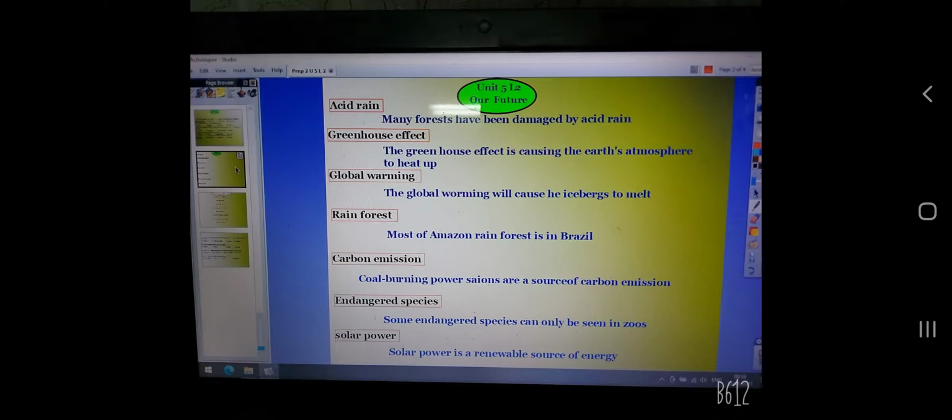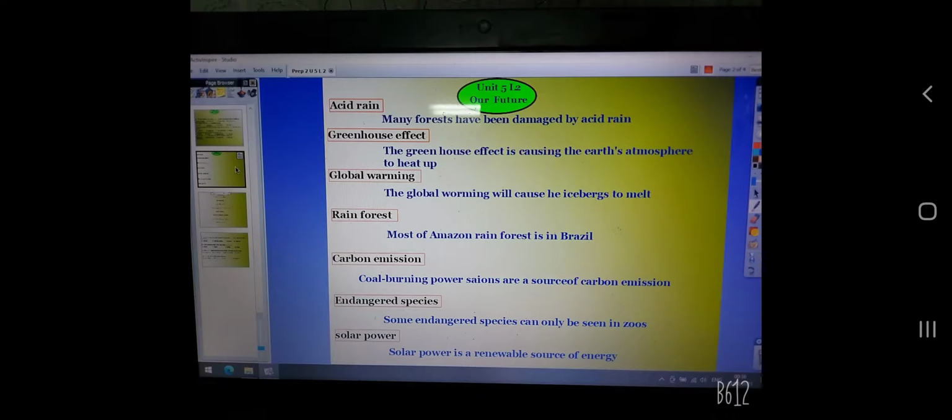Number 2, greenhouse effect. Greenhouse effect is the gradual warming of the air surrounding the earth as a result of the heat. For example, the greenhouse effect is causing the earth's atmosphere to heat up.